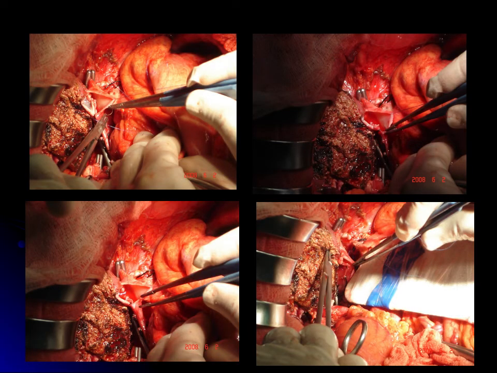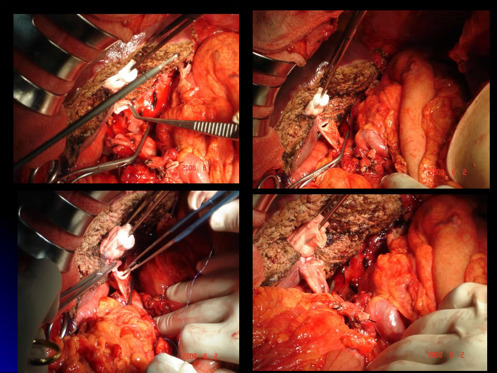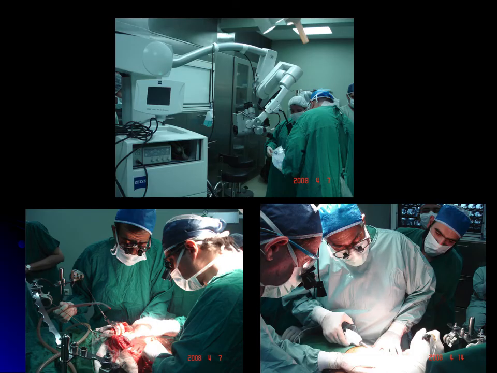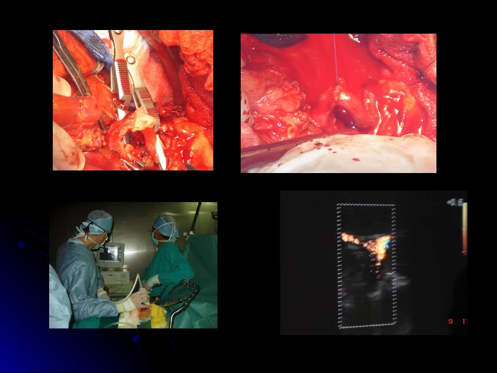This is a real-life picture of anastomosis of the hepatic vein, and then the portal vein anastomosis, then the hepatic artery, which can be anastomosed either by magnifying loupe or by microscope. Then the bile ducts, and this is the hepatic artery anastomosed.